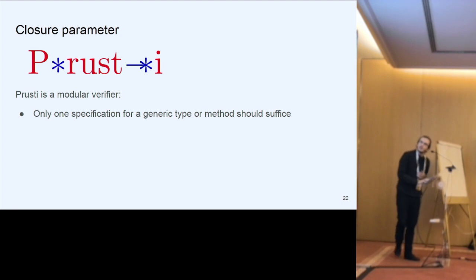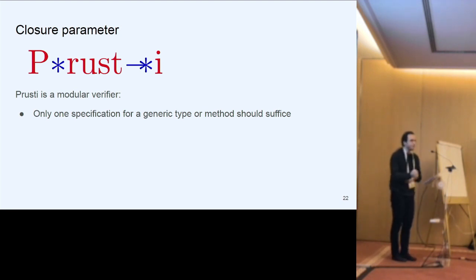So cool. We have used our closure specifications to define the behavior of a repeat iterator. And now the question might be, did we actually specify anything at all? Because it seemed rather abstract. So here I want to bring up again the point that Prusti is meant to be a modular verifier. So in particular, we only want one specification for this type.